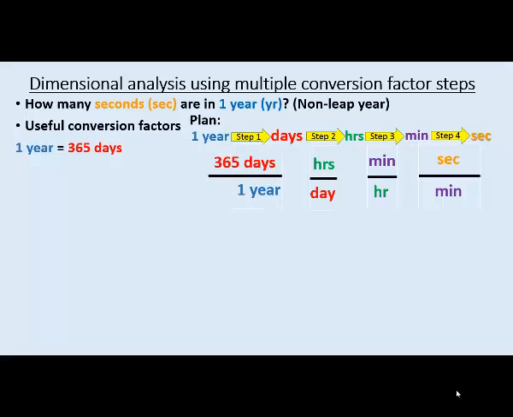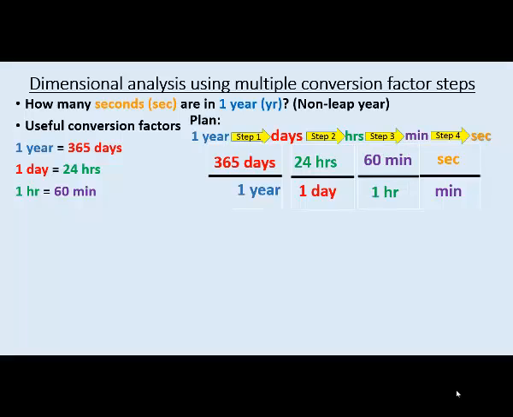So I set that up for my conversion factor for step 1. Then I know 1 day is 24 hours, so that would be my conversion factor I'm using for step 2 here. And then I can recognize that 1 hour is 60 minutes, so that would be my conversion factor for step 3. And then I know that there's going to be 60 seconds in 1 minute, so that's my conversion factor for step 4. So I've actually written the conversion factors out.